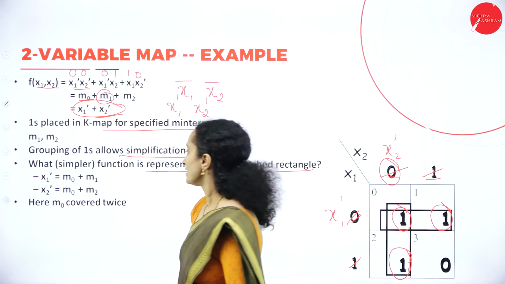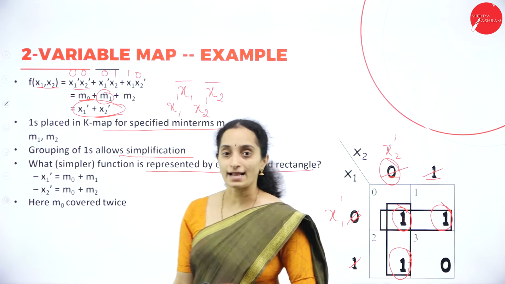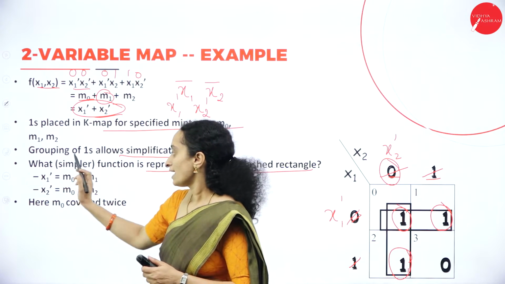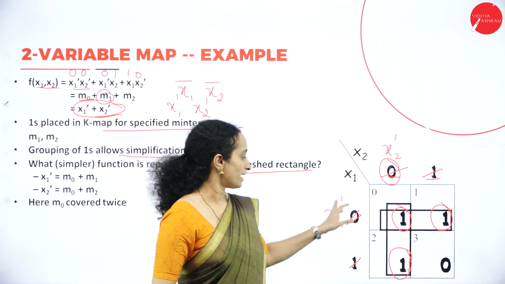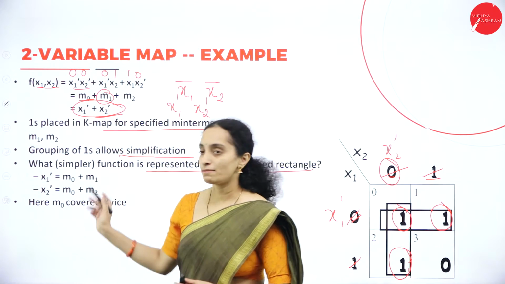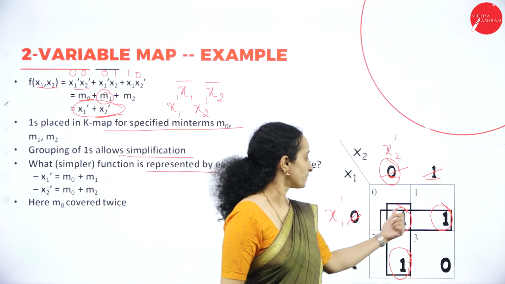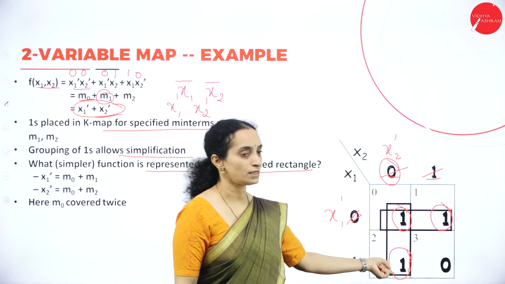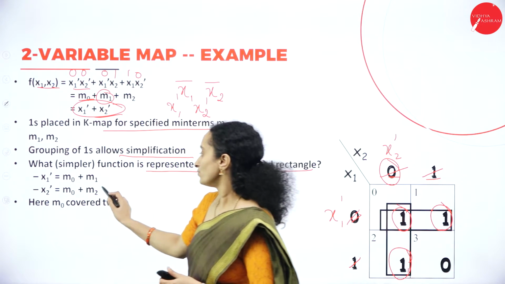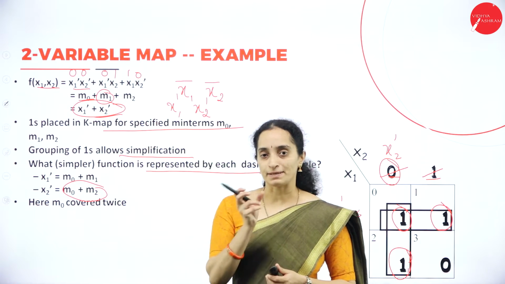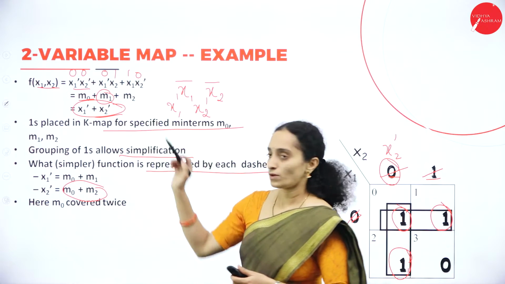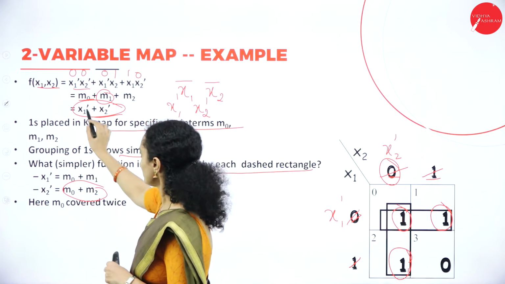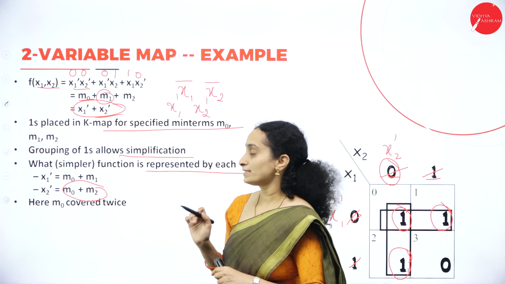What function is represented by each dashed rectangle? Each rectangle represents: x1 dash represents m0 plus m1, whereas x2 dash represents m0 plus m2. So it has been simplified to get only 2 min terms with a single variable each. You have x1 dash plus x2 dash.